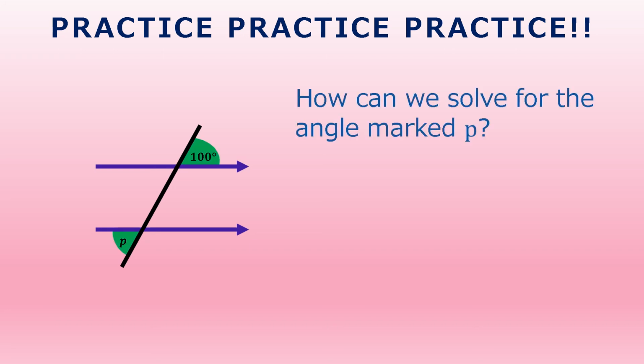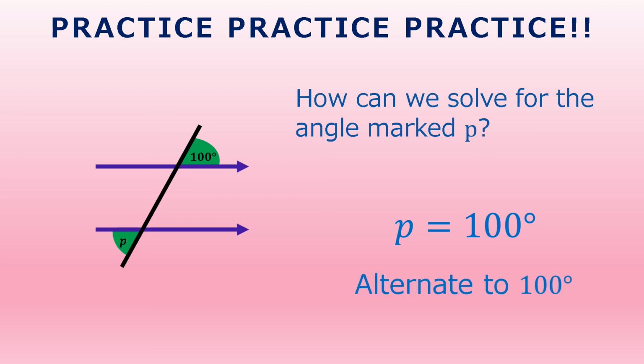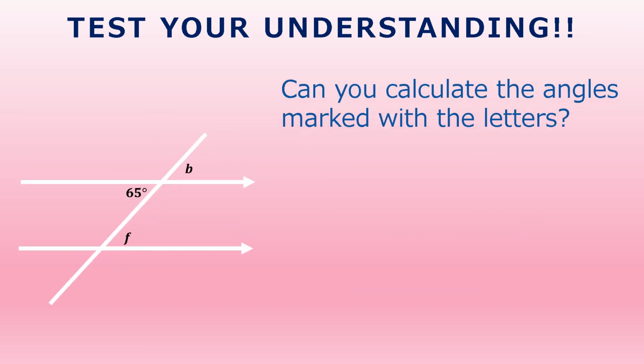What about 100 and P? How can I solve for P? Remember, alternate exterior angles are equal. So if the alternate exterior angle is 100 degrees and P is the alternate of it, it means that P is also 100 degrees because it's alternate to 100 degrees.